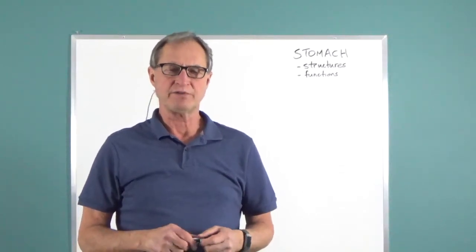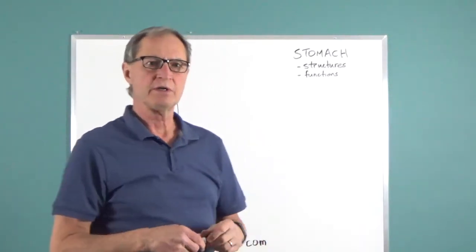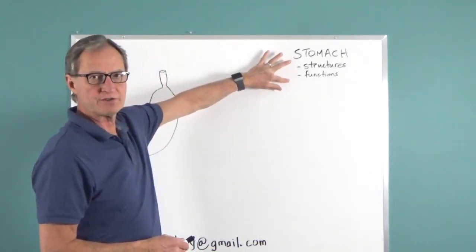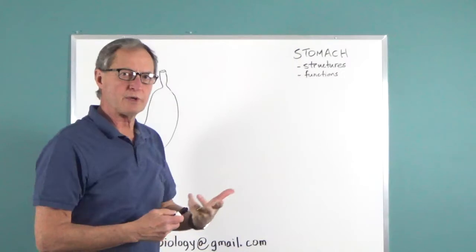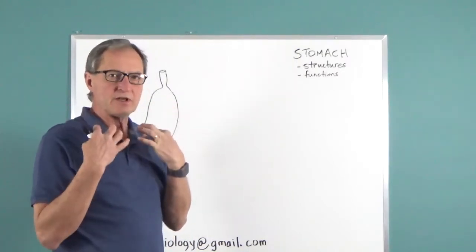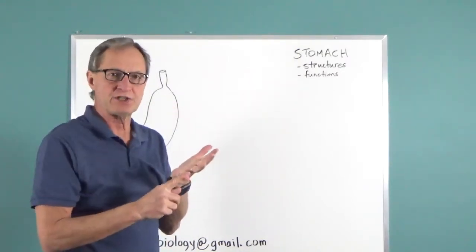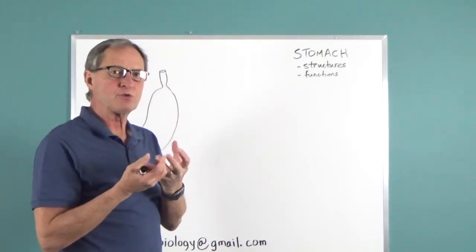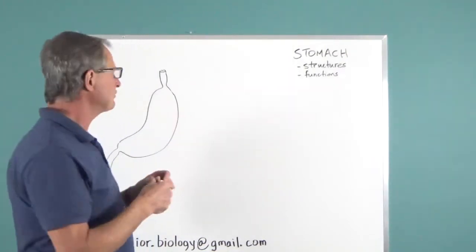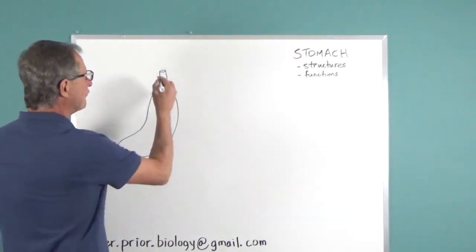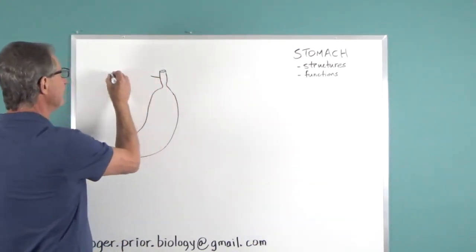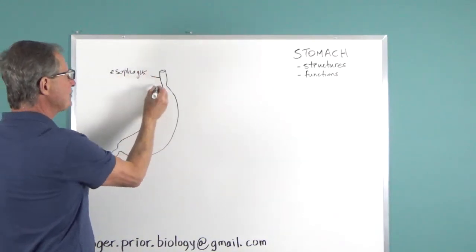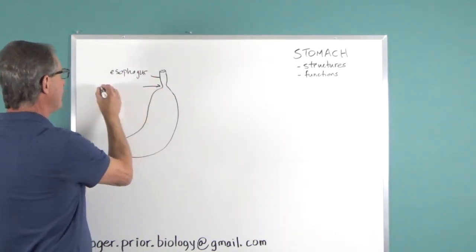In this second video of the digestive system, we're going to consider the stomach, exclusively looking at structures and functions of the stomach. In the first video, we considered the activity that occurred in the mouth in terms of physical digestion, chemical digestion, and the formation of a bolus, the ball of food which gets swallowed, and the process of peristalsis, which forces it down the esophagus. And we stopped right here at the cardiac sphincter.